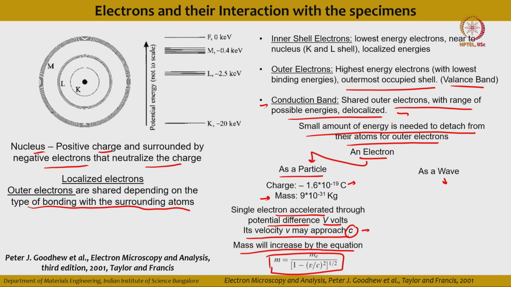Okay. If you are considering it as a wave, it has a certain wavelength and also momentum, and it is related by a famous relationship which is called the de Broglie relationship, and it is given by lambda equals h by p, which equals h by mv. h is the Planck's constant.